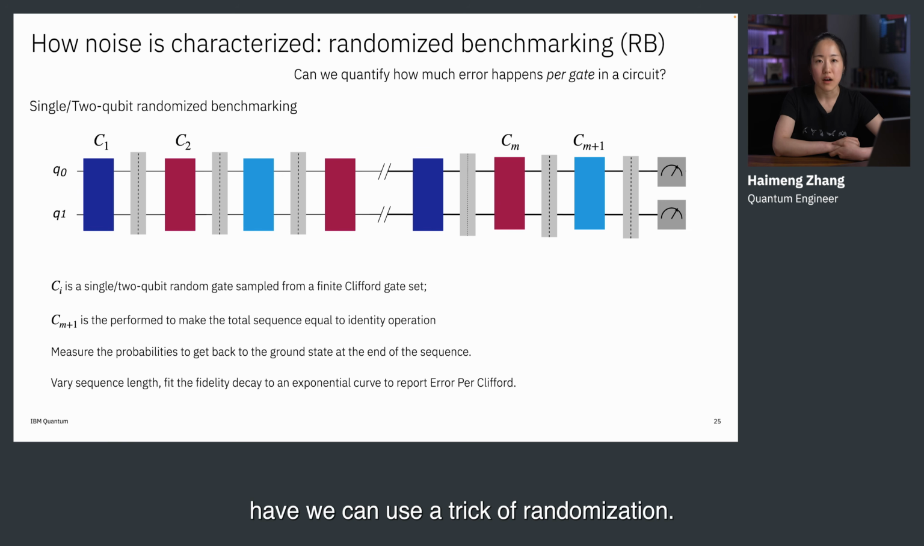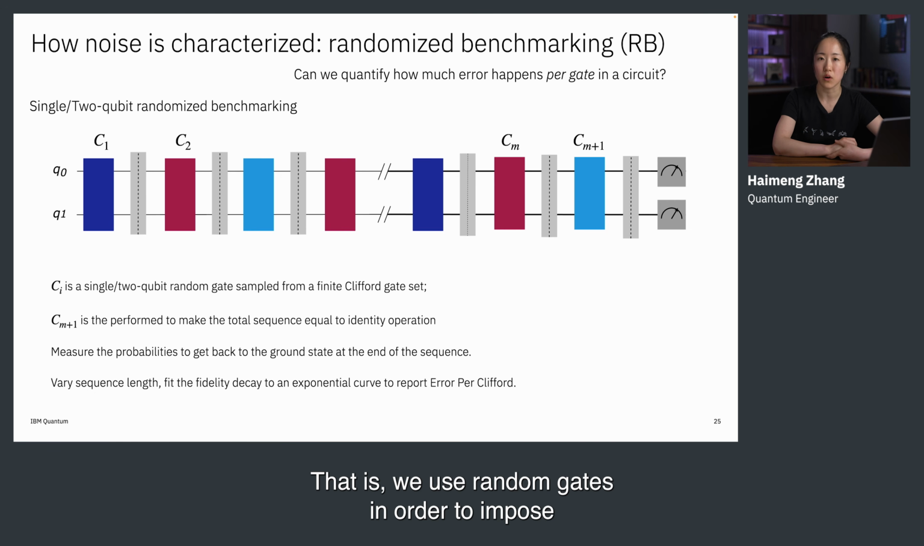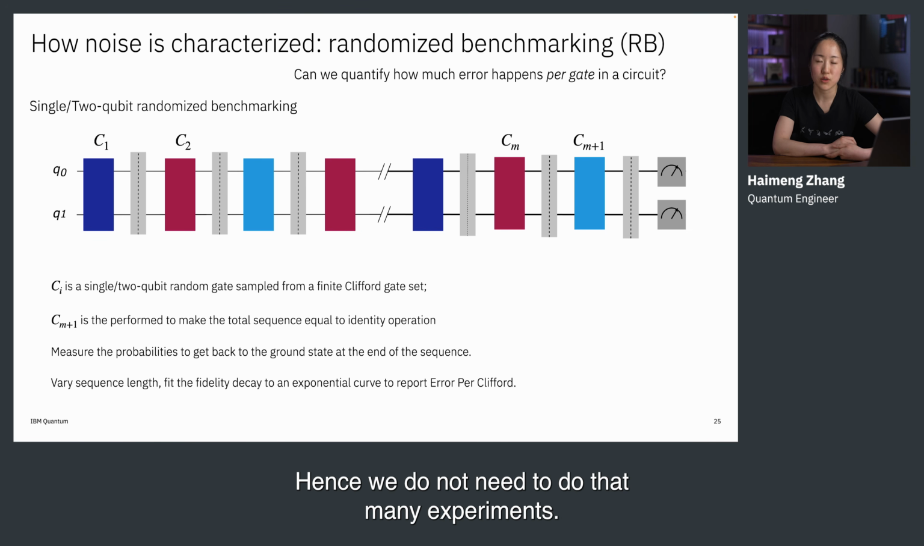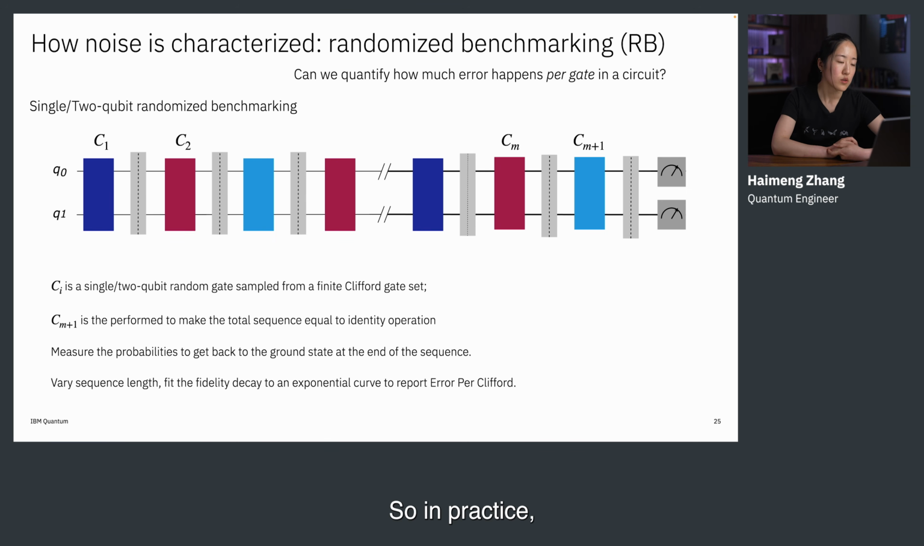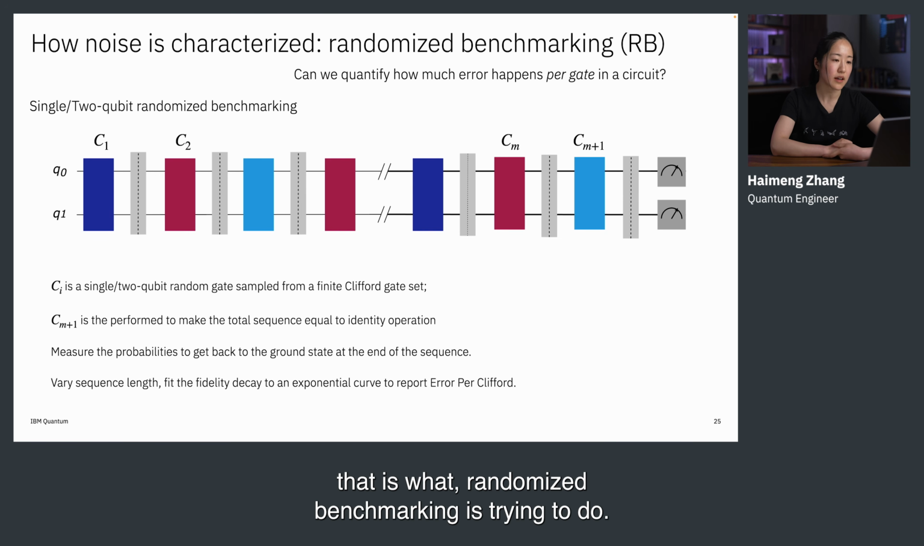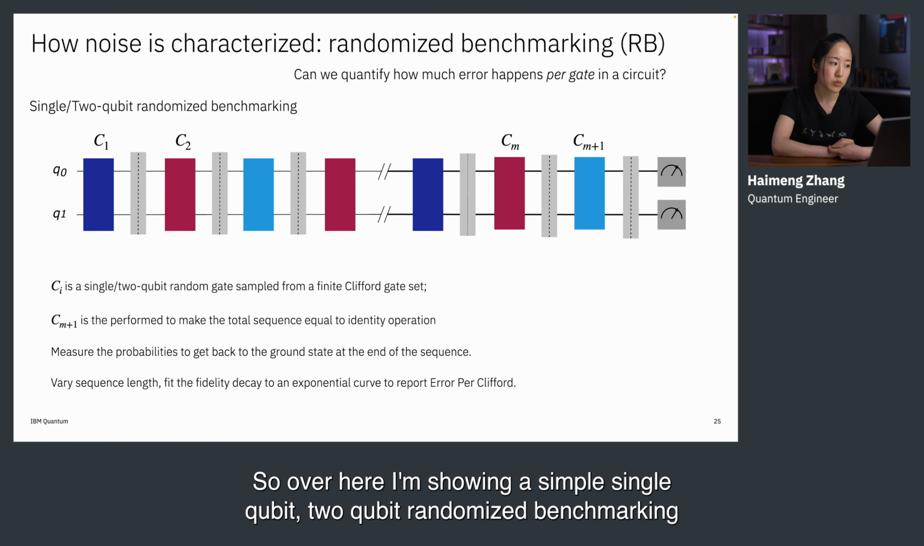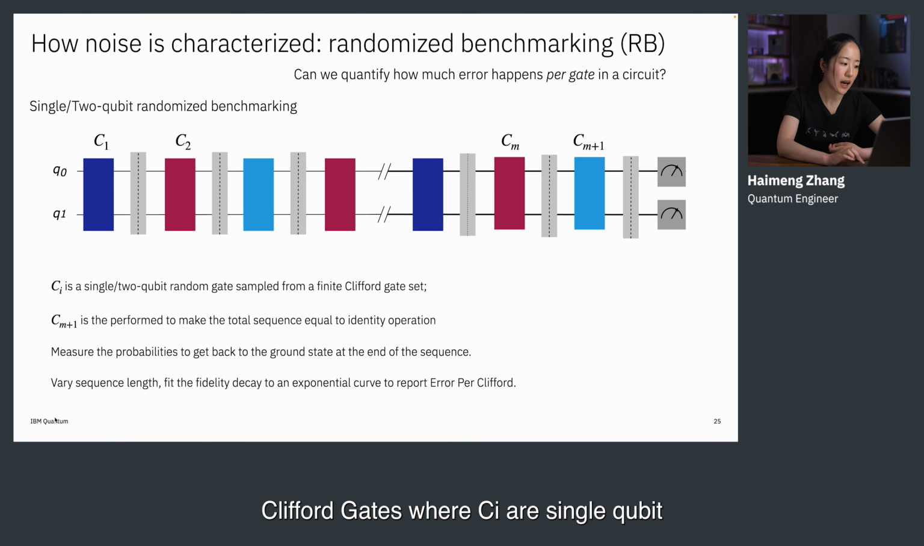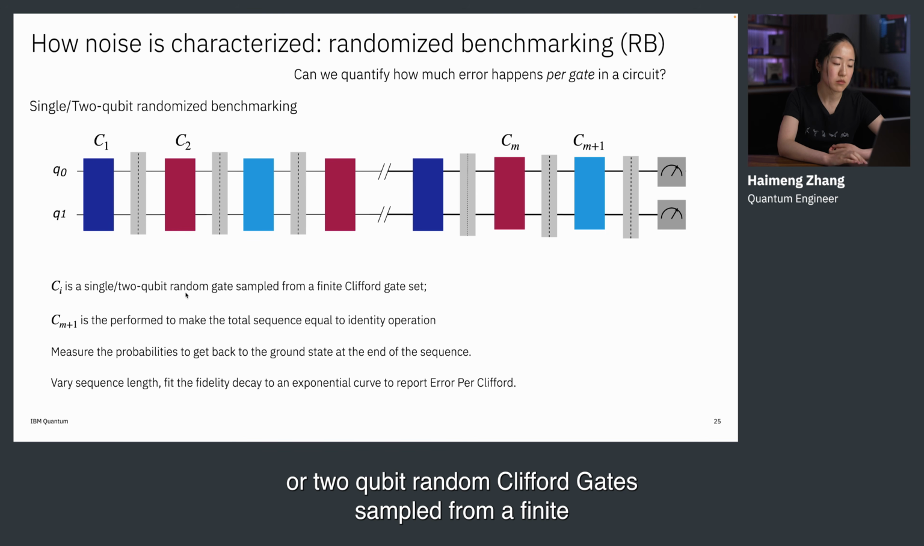But experimentally, we can use a trick of randomization. That is, we use random gates in order to impose certain symmetry over the quantum channel. Hence, we do not need to do that many experiments. In practice, that is what randomized benchmarking is trying to do. Over here, I'm showing a simple single qubit, two qubit randomized benchmarking protocol where we implement layers of random Clifford gates, where Ci are single qubit or two qubit random Clifford gates sampled from a finite Clifford gate set.